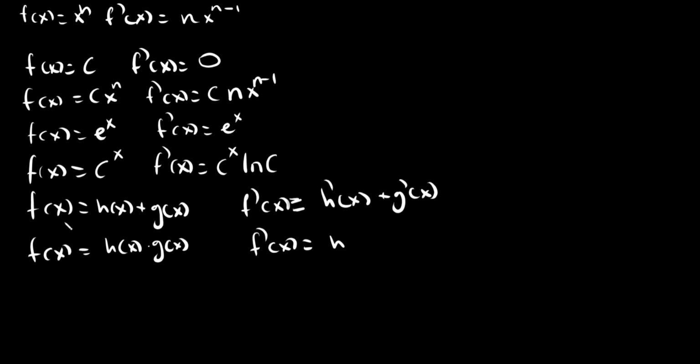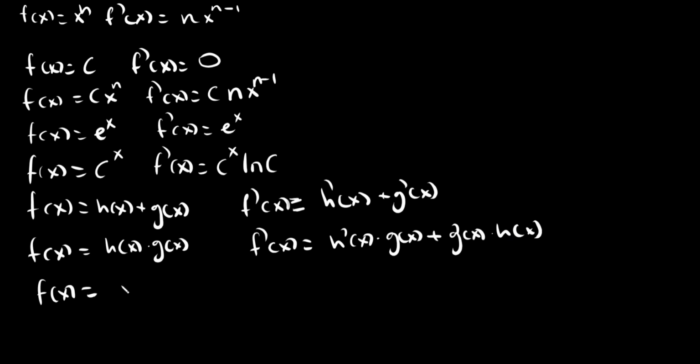So let's go through it again. If f of x is equal to h of x plus g of x, my f prime of x is going to equal h prime of x plus g prime of x. If my f of x is equal to h of x times g of x, my f prime of x is going to equal h prime of x times g of x plus g prime of x times h of x.